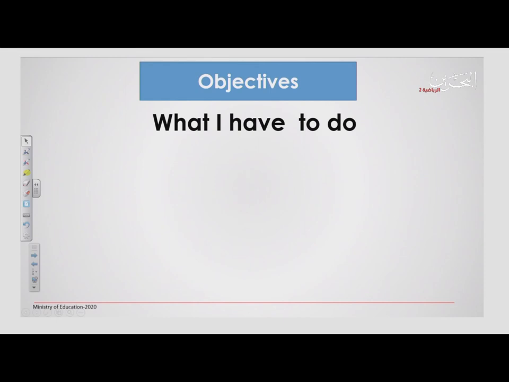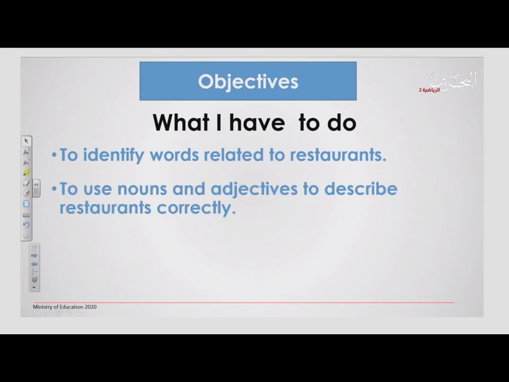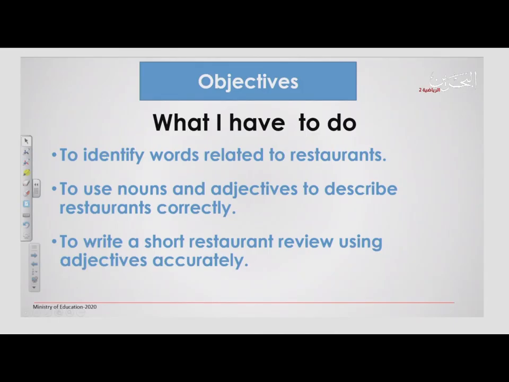The objectives that we're going to cover: 1, to identify words related to a restaurant. 2, to use nouns and adjectives to describe restaurants correctly. 3, to write a short restaurant review using adjectives accurately.